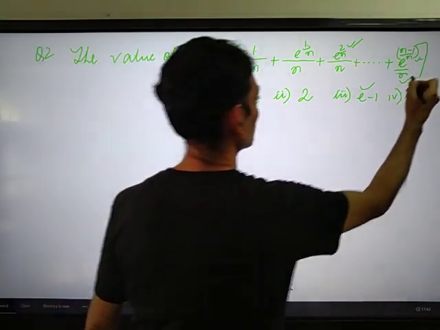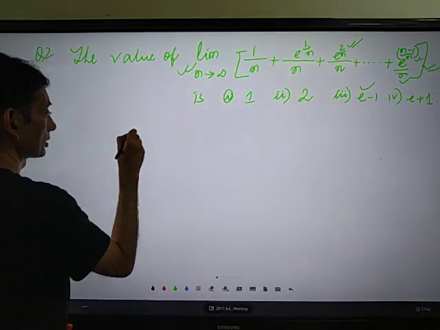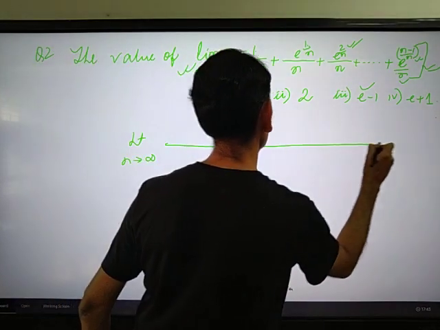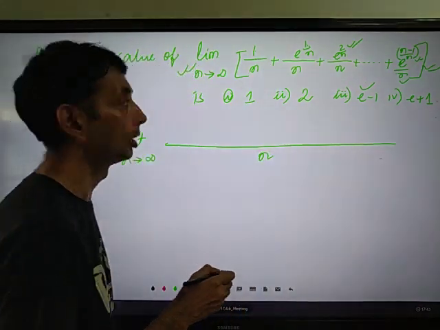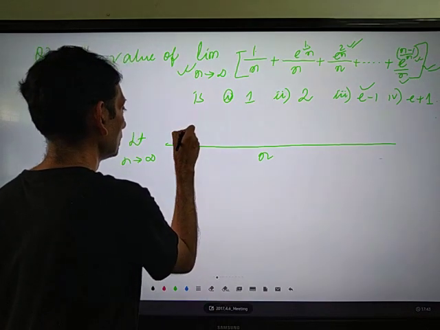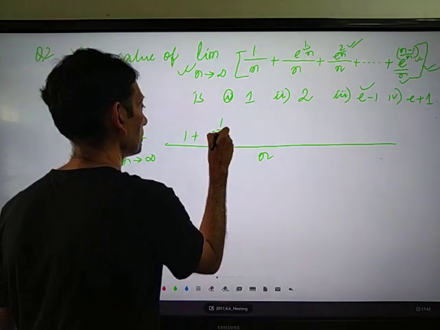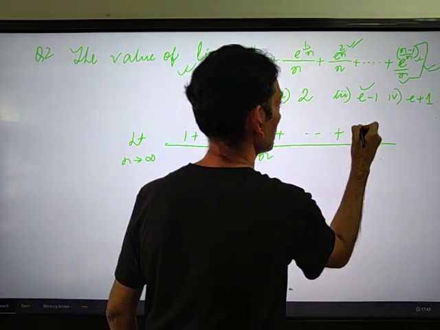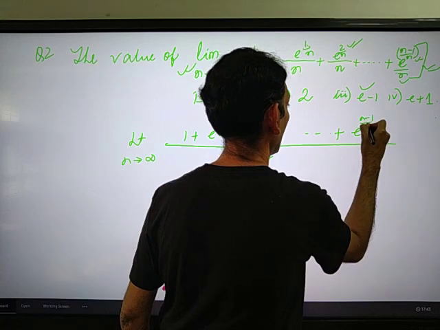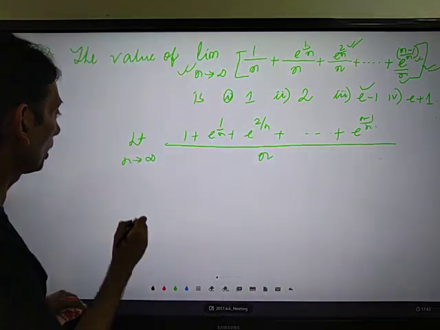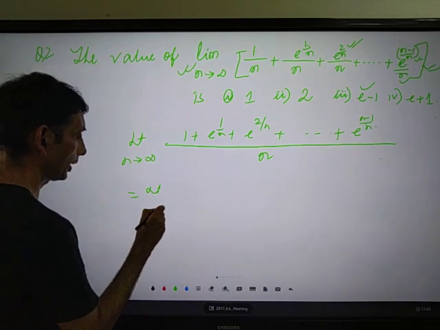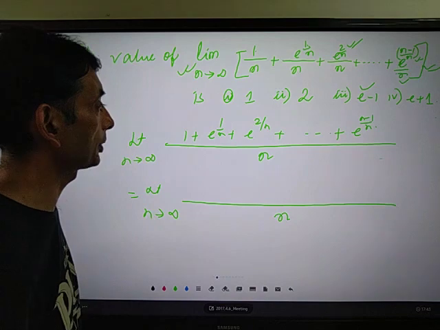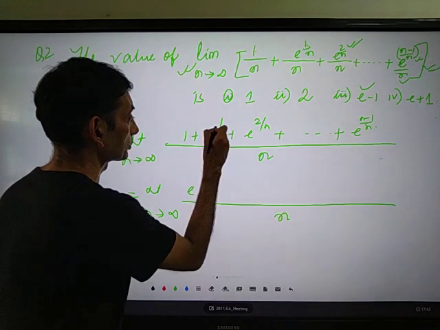First of all, we're just going to simplify this expression. Limit n tends to infinity, you can take the LCM, which is n. So the first term is 1, the second term is e to the power 1 by n, then e to the power 2 by n, and it goes like that, and the last term is e to the power (n minus 1) by n. Now this numerator expression can be written in a simple way, in terms of e to the power 1 by n.